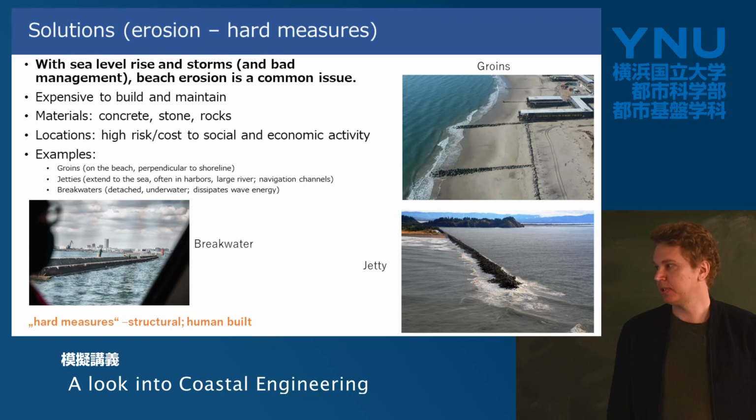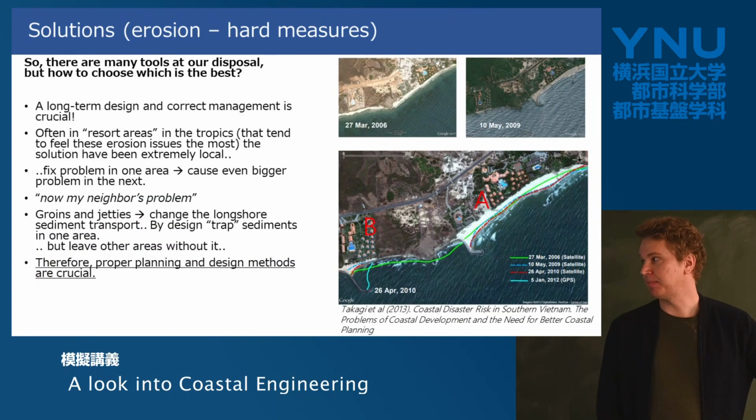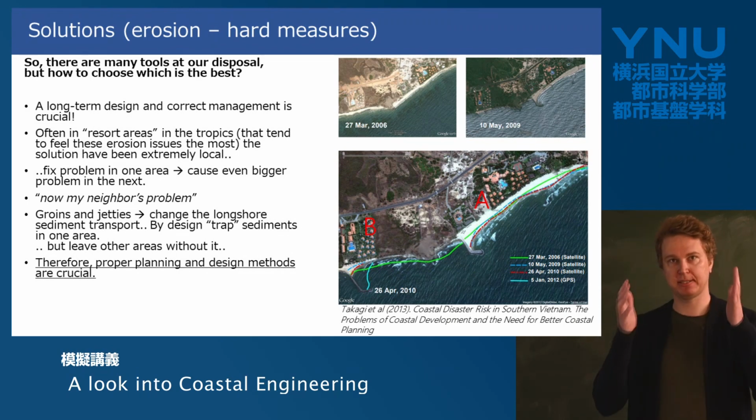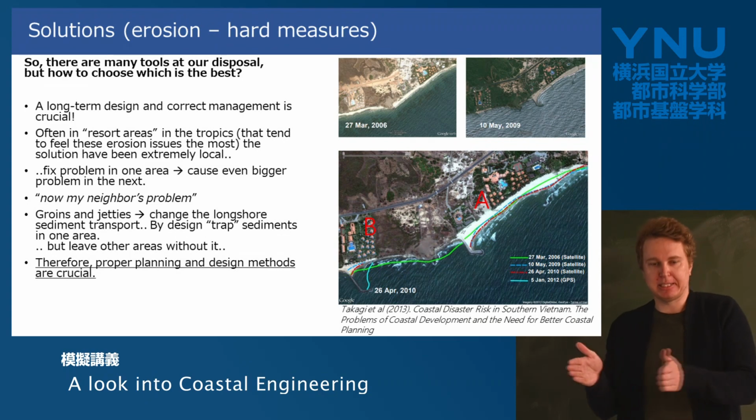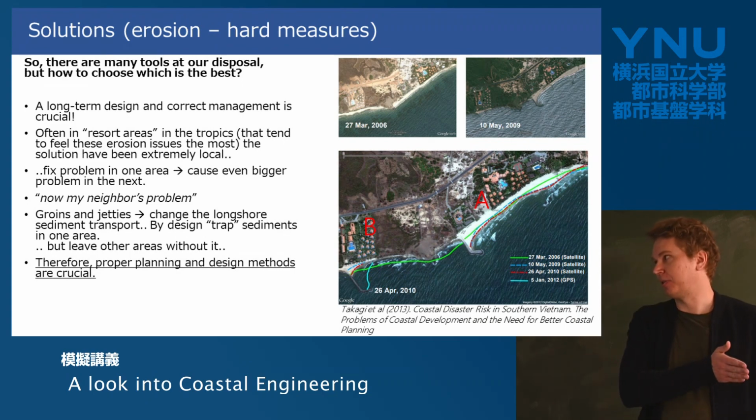There are also hard measures, and again, the choices usually depend on the needs. Some examples are groins, jetties, and breakwaters, and the idea of these is to stop the erosion in some locations. But the problem with this is sometimes people build those things and the problem is fixed in this location, but it's just shifted to another location.